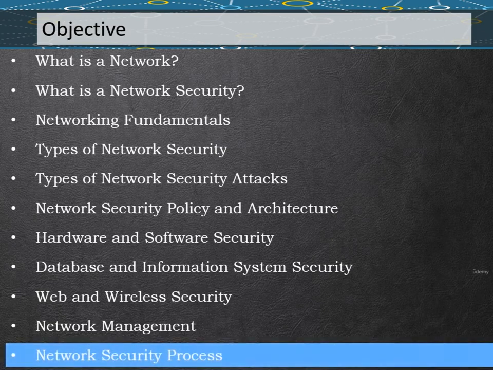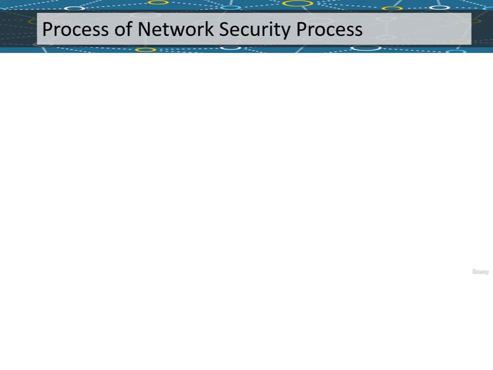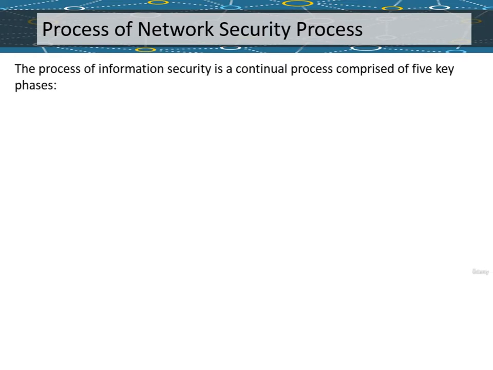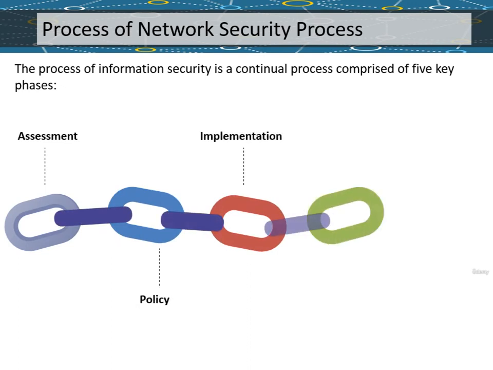Finally, let's take a look at the network security process. The process of information security is a continual process comprised of 5 key phases: assessment, policy, implementation, training, audit.